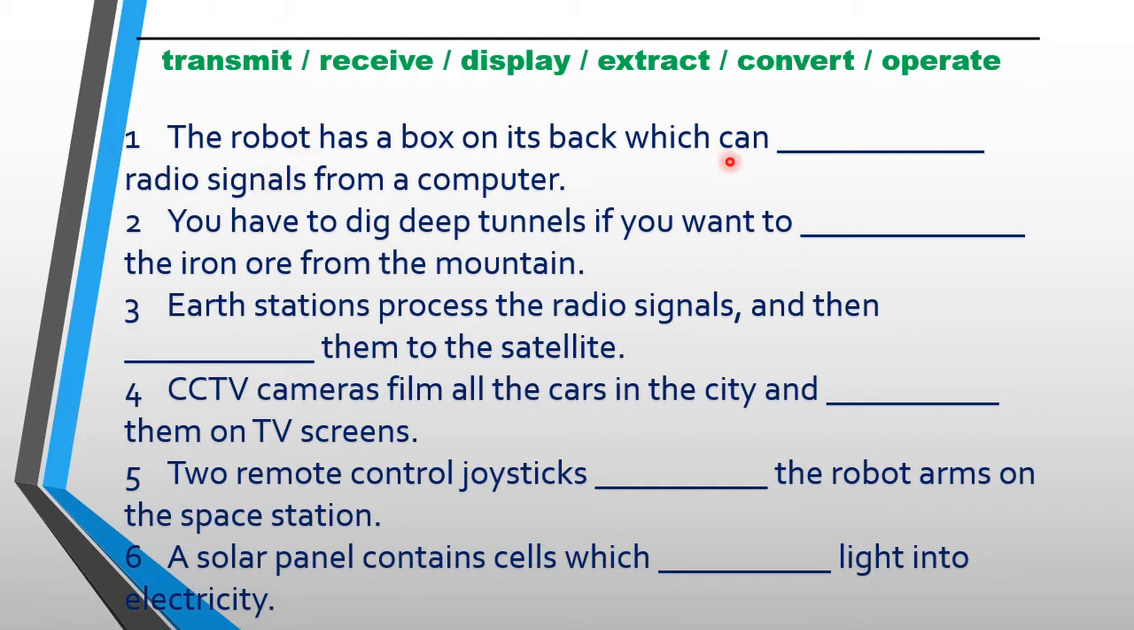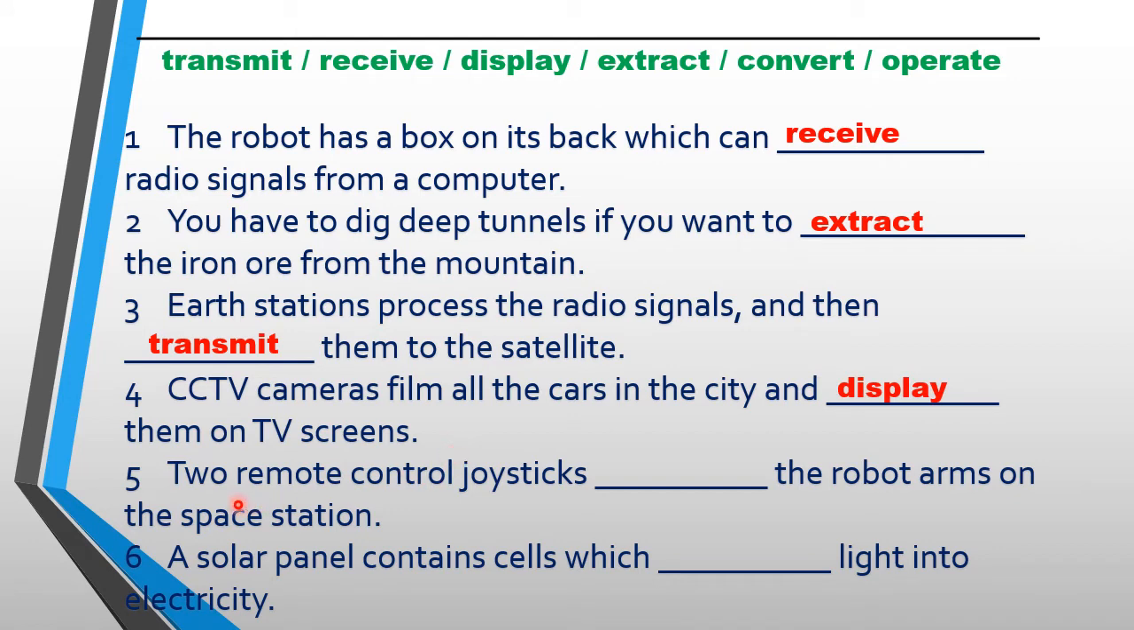Welcome back. I hope you have answered all the sentences. Number 1. The robot has a box on its back which can radio signals from a computer. Receive. 2. You have to dig deep tunnels if you want the iron ore from the mountain. Extract. Earth stations process the radio signals and then them to the satellite. Transmit. 4. CCTV cameras film all the cars in the city and them on TV screens.